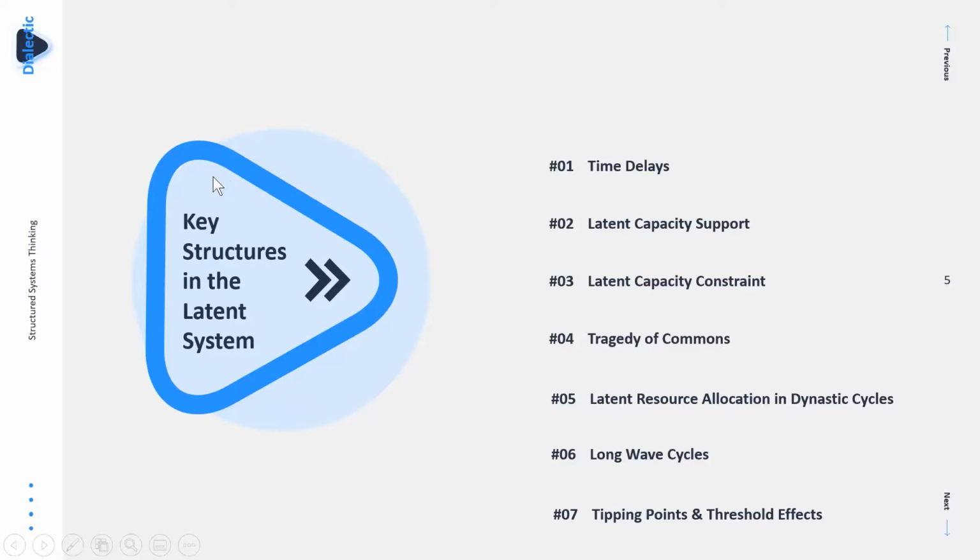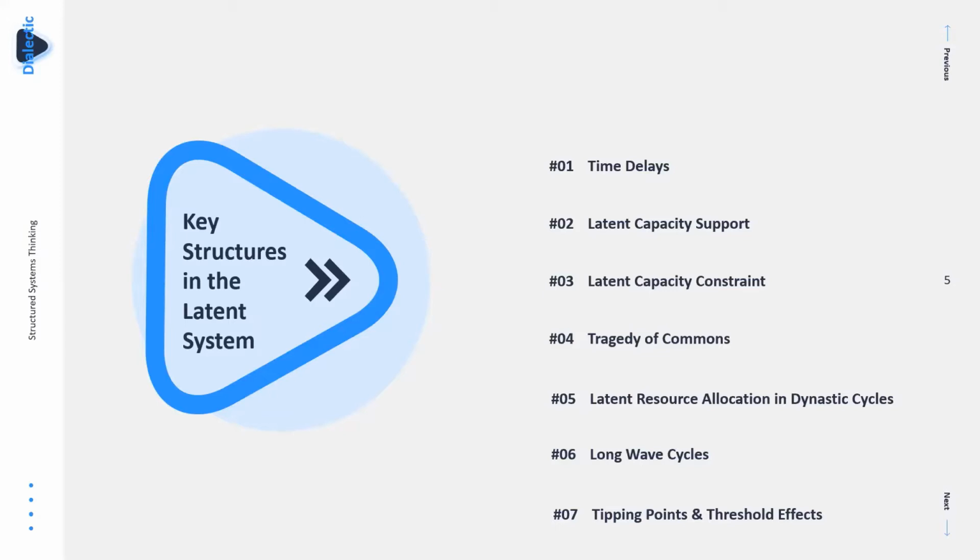The last one, the tipping points and threshold effects. This is what I want to go into with the latent capacity constraints. A tipping point and a threshold effect is a point in a latent structure where the system just flips like a switch, and what could have been good times become bad times, or vice versa. It's a dramatic switch. It's not incremental, it's not marginal, and can have pretty severe consequences.